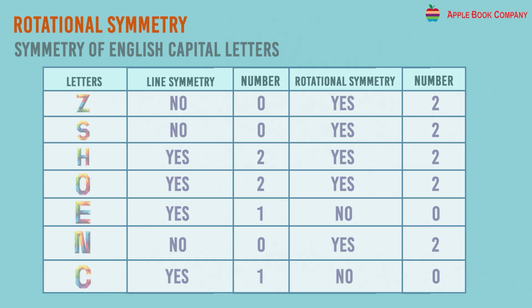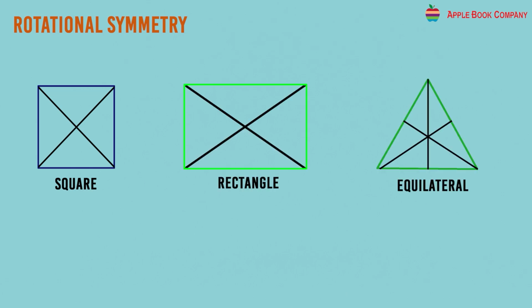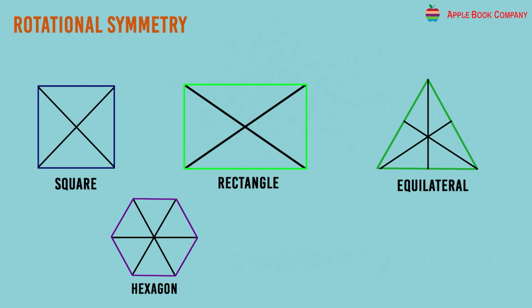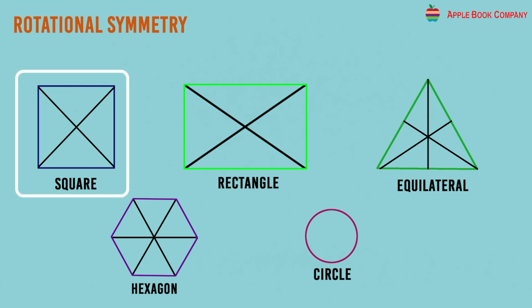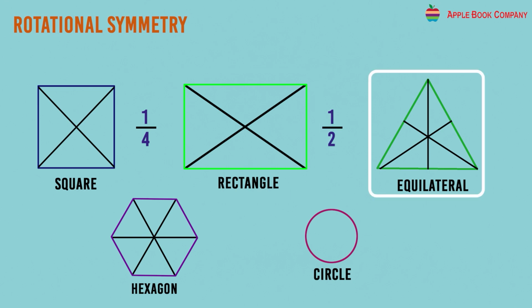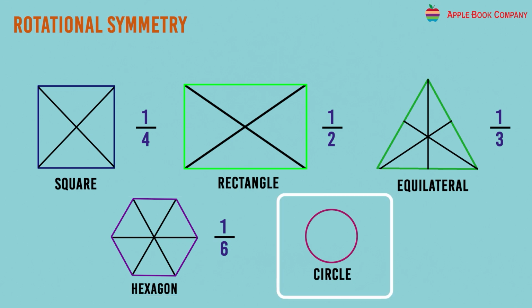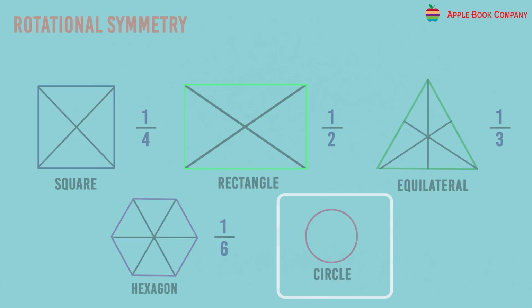Number 0. Rotation or turn of square, rectangle, equilateral triangle, regular hexagon and a circle. A square looks the same on a 1/4 turn, a rectangle on a half turn, an equilateral triangle on a 1/3 turn, a hexagon on a 1/6 turn, and a circle on any turn. A circle looks the same on turning through any angle every time.